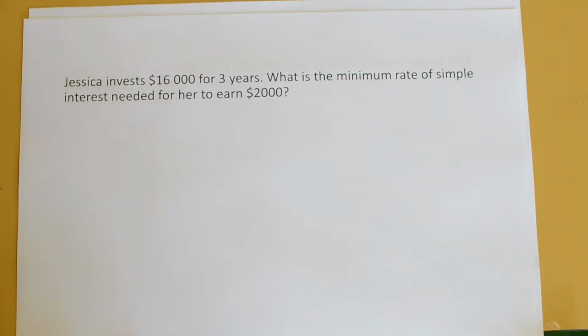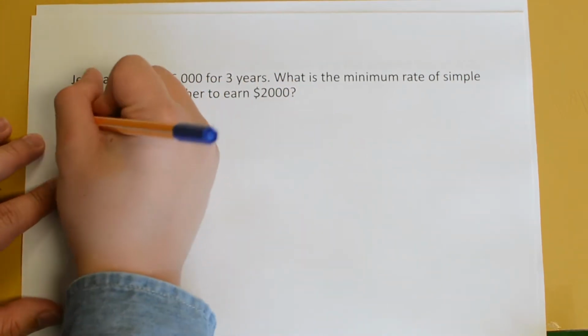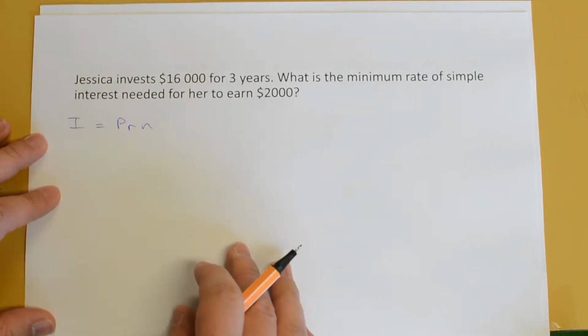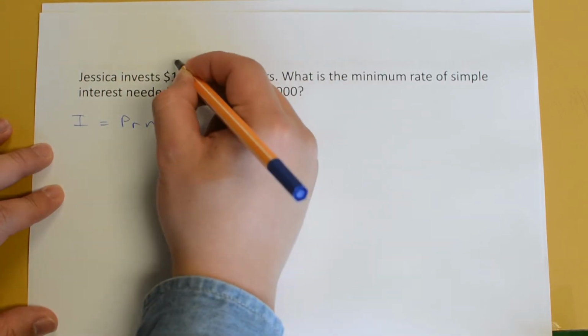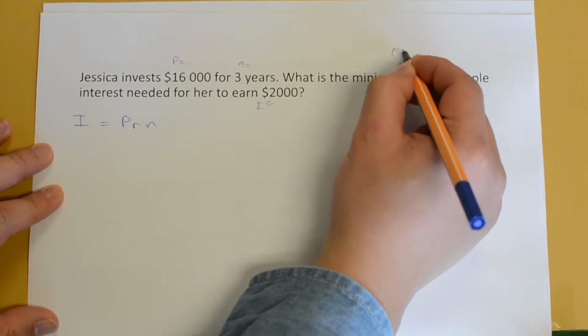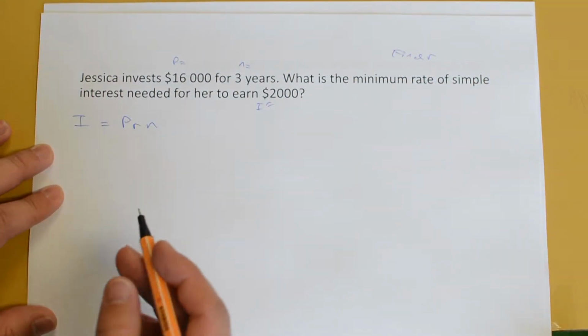Here's an example. Jessica invests $16,000 for 3 years. What is the minimum rate of simple interest needed for her to earn $2,000? Okay, so going back to our formula, I equals PRN. Here we want our interest to be that, this is our principal and this is our N, and we want to find R. That's what we were asked to do.